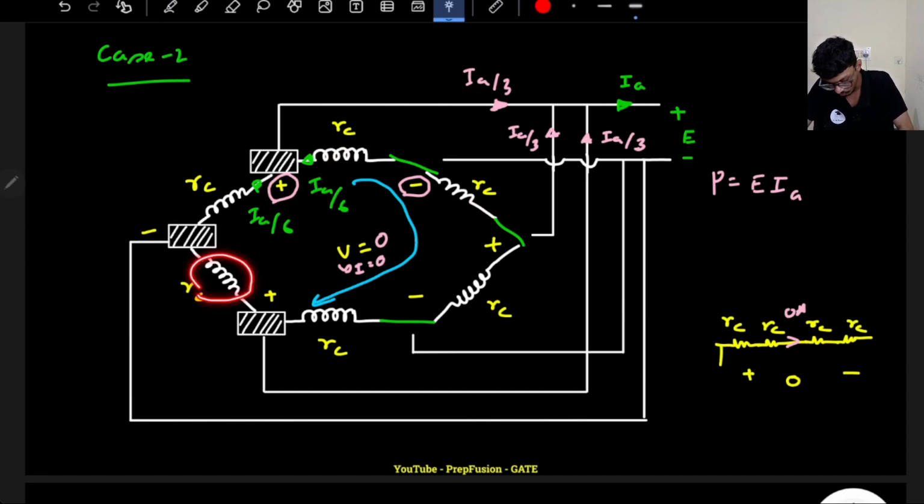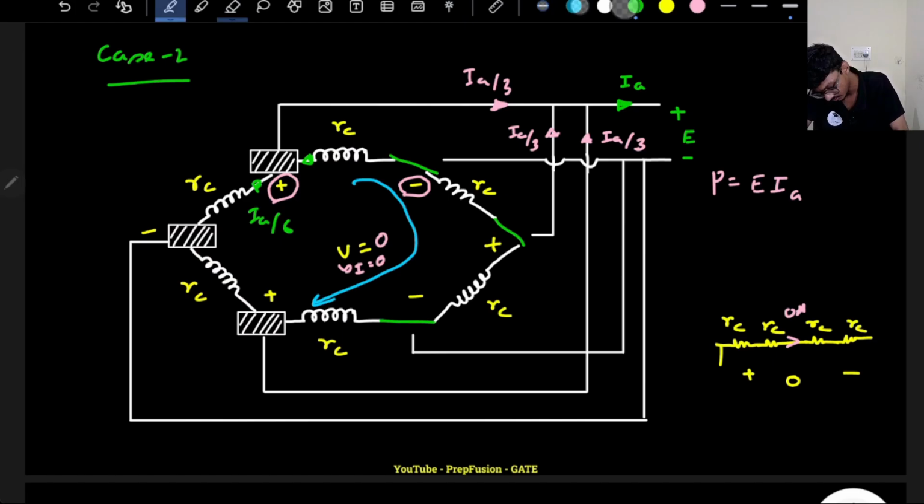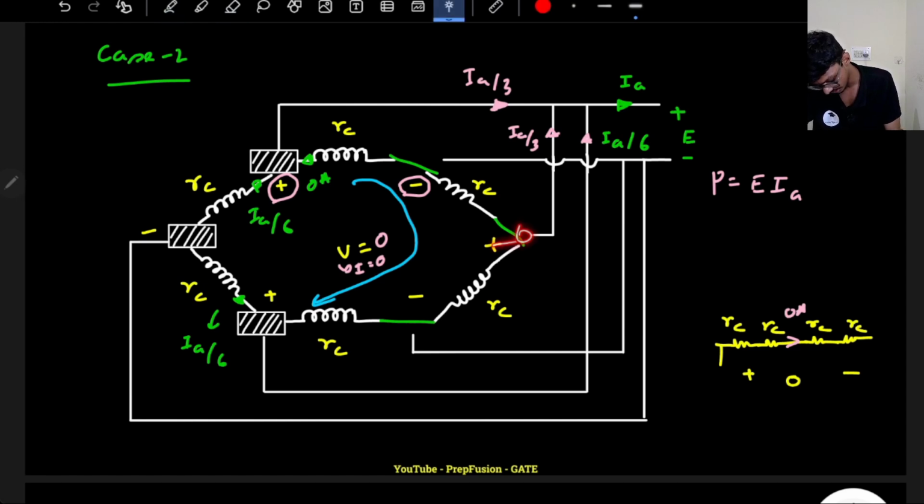So here again there is some voltage. What is the voltage induced? EC. EC voltage will still be induced, divided by RC. So through here the current will still be there. What is the current through here? IA by 6. So through here the current will be 0. Here current will be there, IA by 6, and here also IA by 6 current will be there. So ultimately from here IA by 6 current will be there. From here actually no current will flow. This is open circuited, right? No current will flow. And from here as well IA by 6 current will come out.